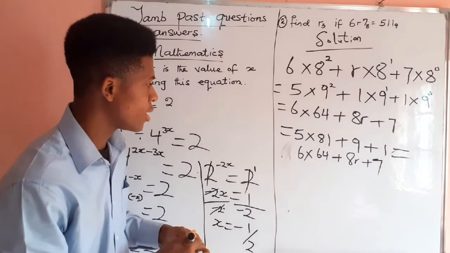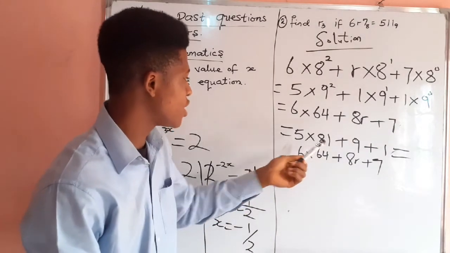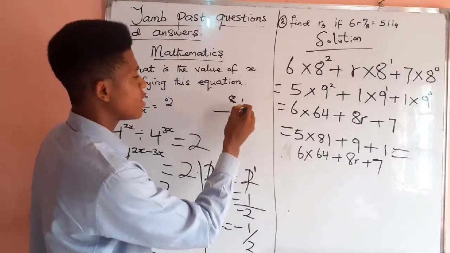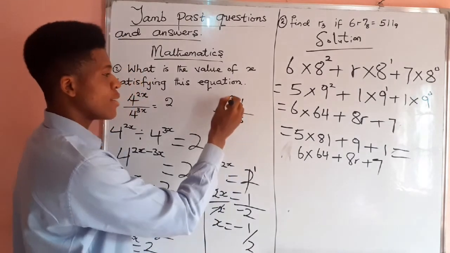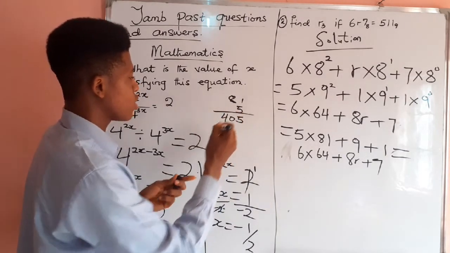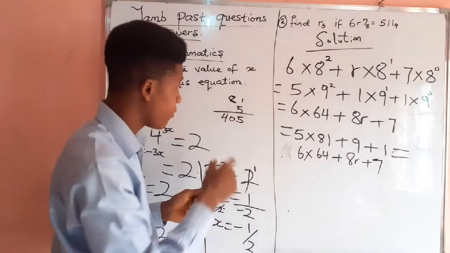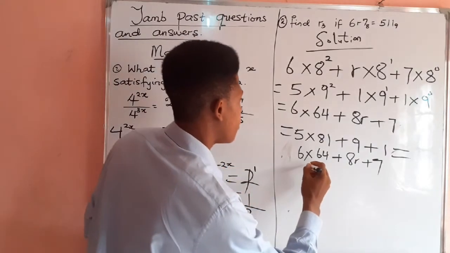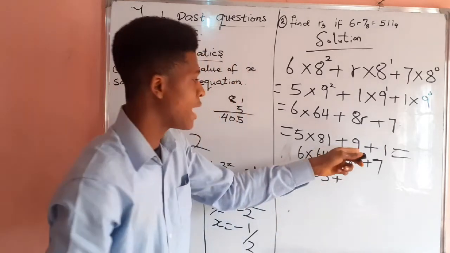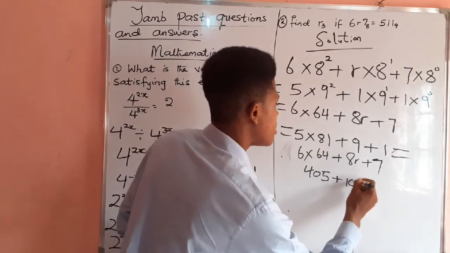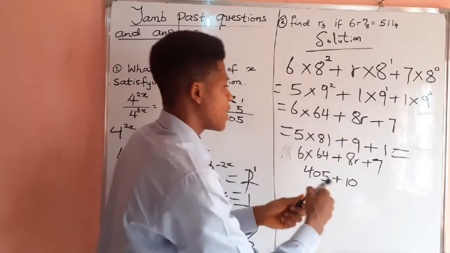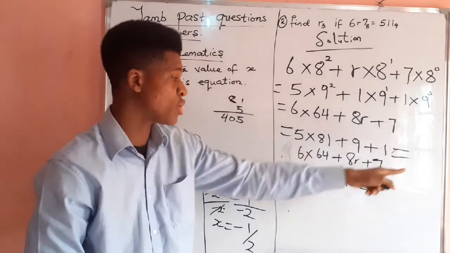So we start solving. 5 times 81, of course. Let me be more practical. 81 times 5. This is 5 times 1, 5. 5 times 8 gives us what? Gives us 40, right? So this is 405. 405 plus 9 plus 1 gives us 10. This is 10. So we'll solve the first part of this. So we'll move to the second part. There's an equals to sign here, so we'll put it.